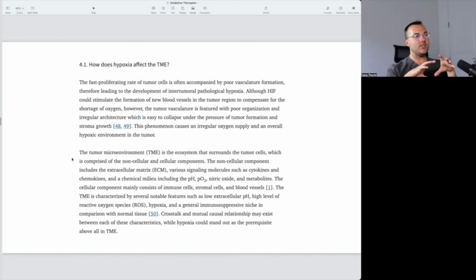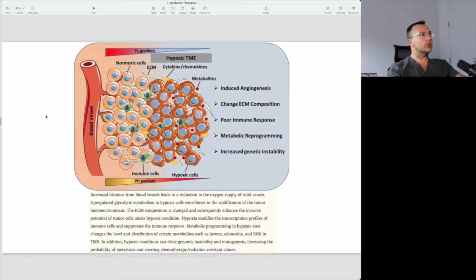Basically, that pH difference, the low oxygen, the reactive oxygen species, the inflammation, etc., from the cytokines and chemokines leads the immune system to be effectively suppressed, which is what leads to immunotherapy suppression as well, or resistance. Crosstalk and mutual causal relationship may exist between each of these characteristics, while hypoxia could stand out as the prerequisite above all in the TME. I think it's debatable, but it's important. There's no question. So let's take a look at some pictures and see if they can help us understand what's happening here. So here is a blood vessel.